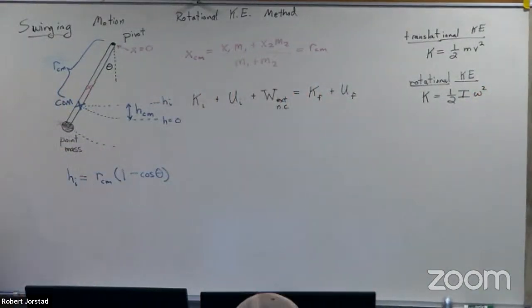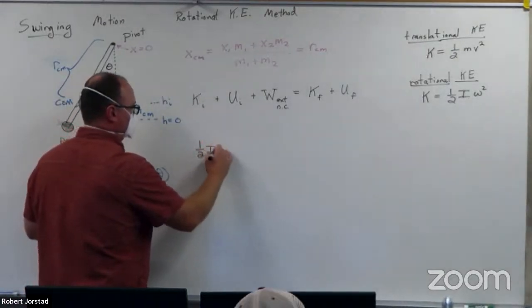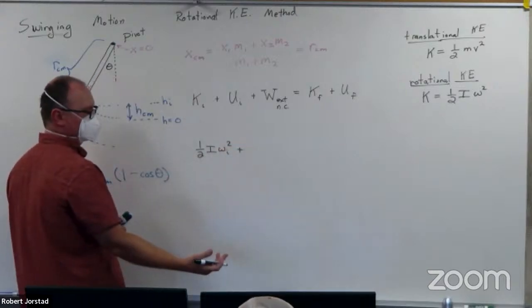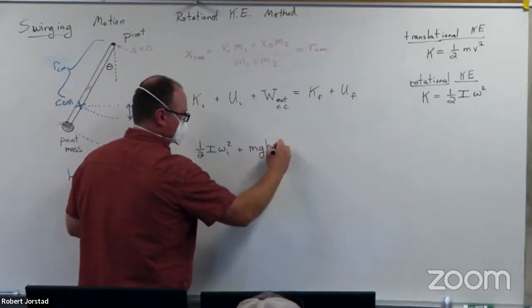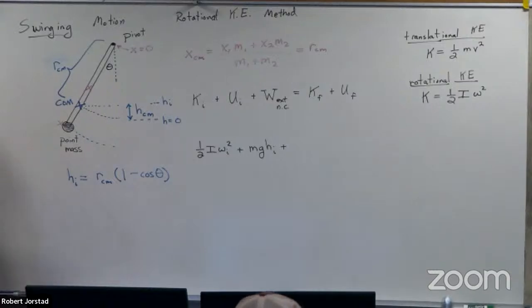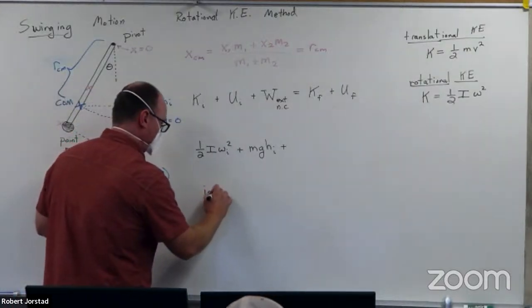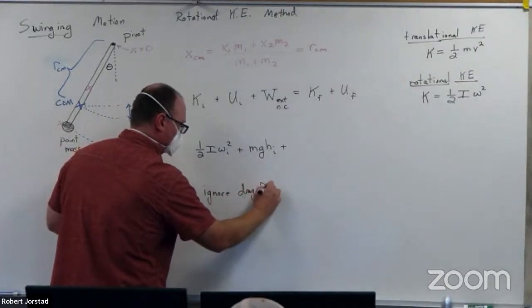Well, I hope you can see this. We're going to have 1/2 I omega initial squared plus m g height initial plus, what do you think the work done by air resistance is if we're trying to solve this problem today? Yeah, we're going to ignore drag and friction.